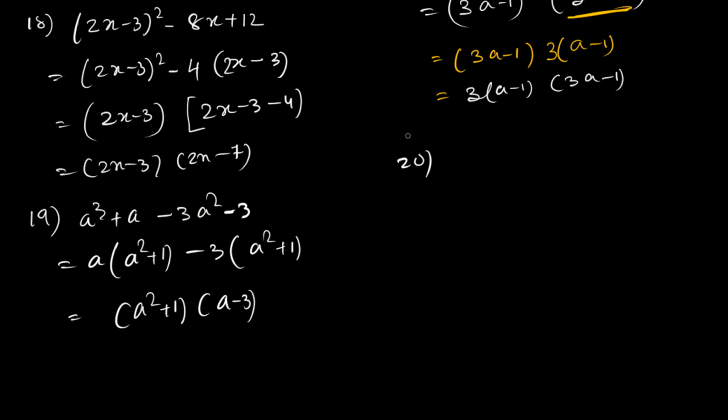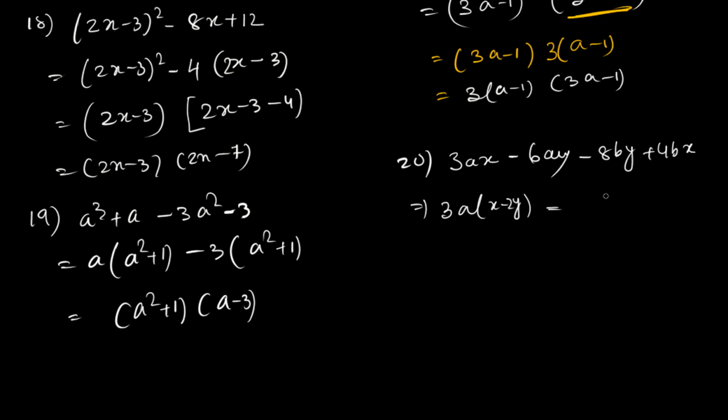Let's do the 20th question. It's 3ax minus 6ay minus 8by plus 4bx. So from the first two terms we can take 3a common, it will be left with x minus 2y, and then we can take 4b common, will be left with minus 2y plus x.